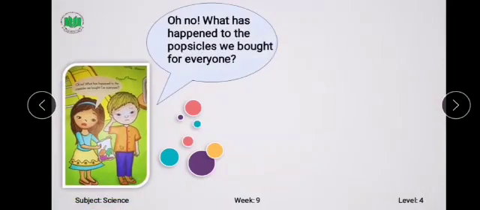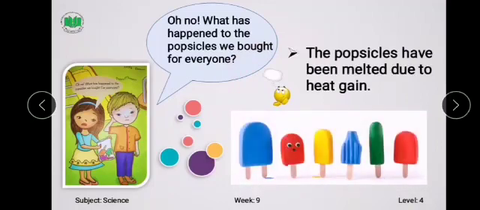Students, look here in this picture. This picture is taken from your textbook page number 59. These are the two smart characters, Ari and Tom. What is Ari saying to Tom? Ari is saying, "Oh no, what has happened to the popsicles we bought for everyone?" Do you know what has happened to the popsicles? Yes, the popsicles have been melted due to heat gain.